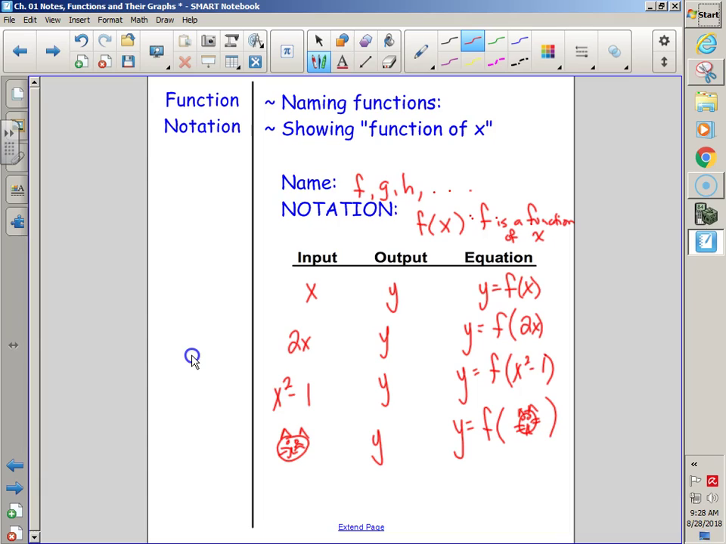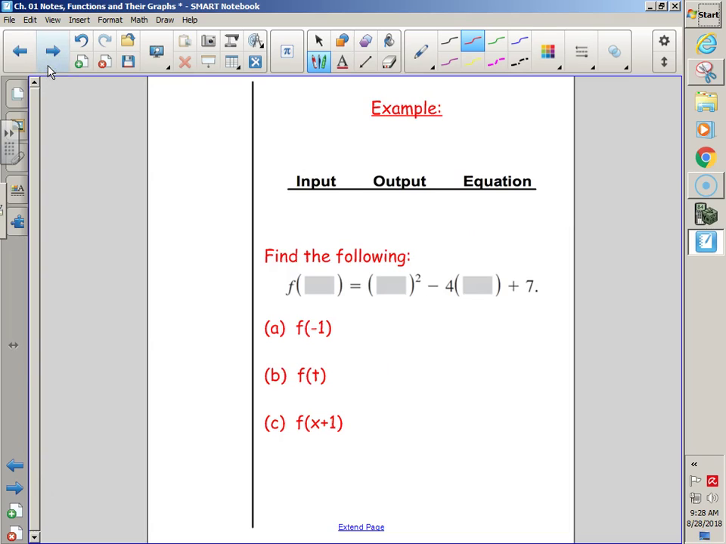Now, what don't you see here at all? Actual equations. This is all just notation-y stuff. So let's go ahead and get some examples of what's going on. Okay, let's take an actual equation. All right? This one, f of gray box, gray box squared minus 4 gray box plus 7. F of gray box equals gray box squared minus 4 gray box plus 7.